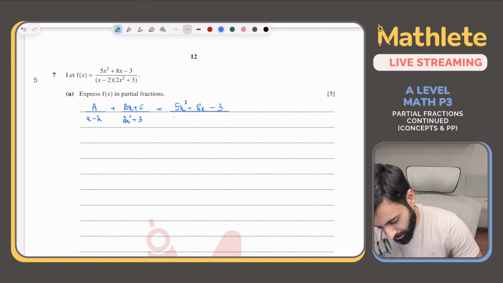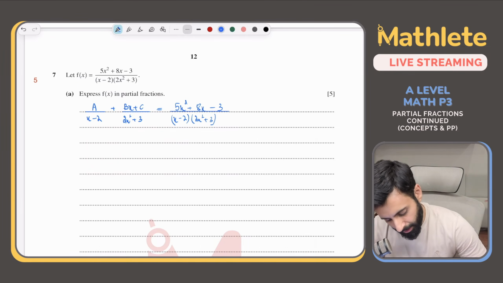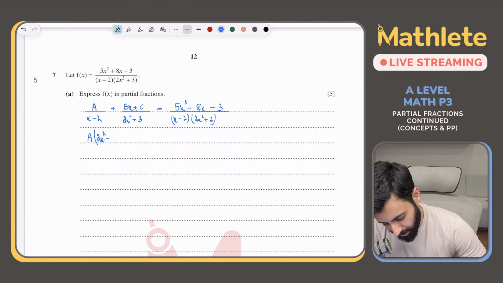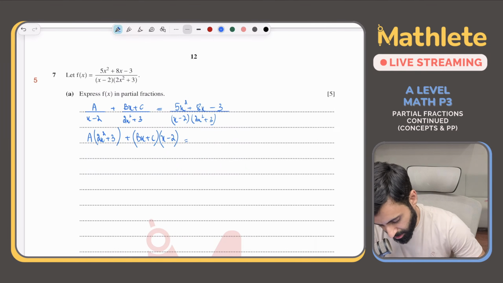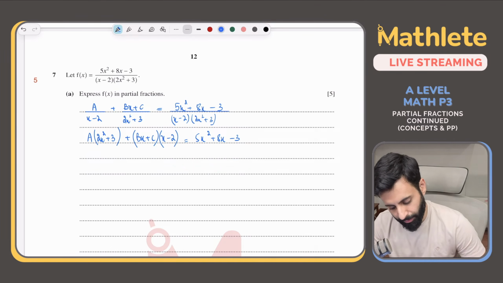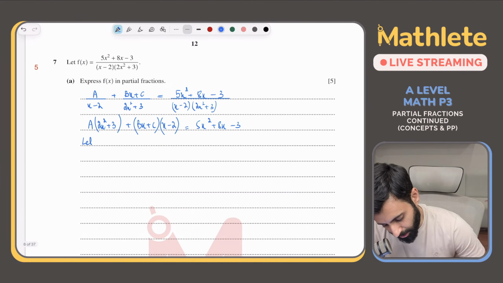Okay, so we want this to be equal to x minus 2 into 2x squared plus 3. Now, what should we multiply a with? Let's multiply a with 2x squared plus 3. And what should I multiply bx plus c with? Bx plus c gets multiplied by x minus 2. Okay, and what does this turn out to be? This turns out to be 5x squared plus 8x minus 3. Okay, now let x be equal to 2. Let's start with that.